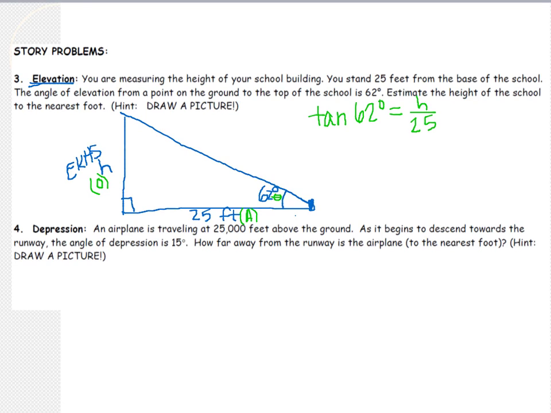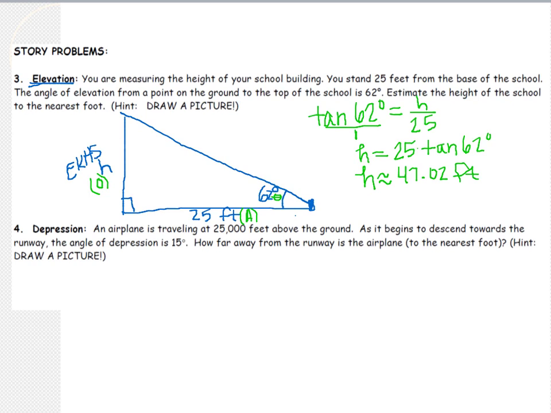So let's solve this. I'm going to make this into a fraction and cross multiply. So 1 times H is H equals 25 times the tangent of 62 degrees. And if you put that into your calculator, you'll find that the height is approximately 47.02 feet.